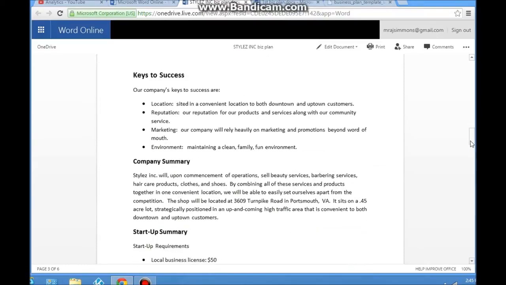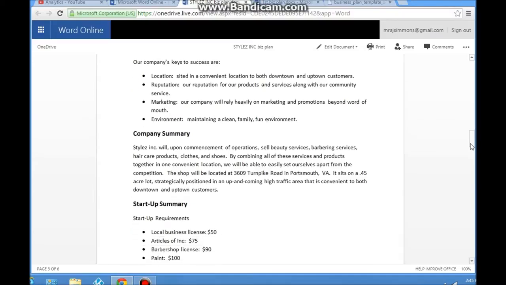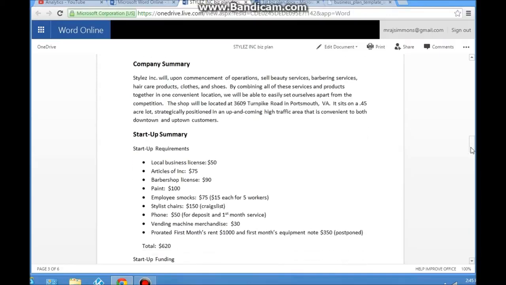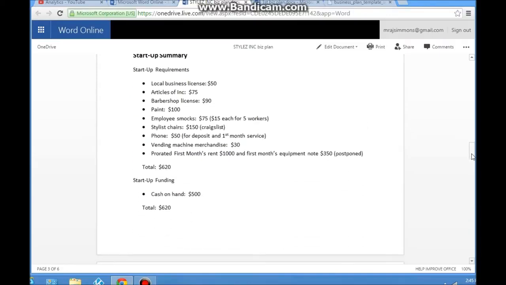Alright, I got my keys to success at the top right here. Then the company summary. You know what I mean? I'm telling them about everything that we do, my plan, where it's going to be located, how big the lot is that the property sits on. Then I go to my startup summary.